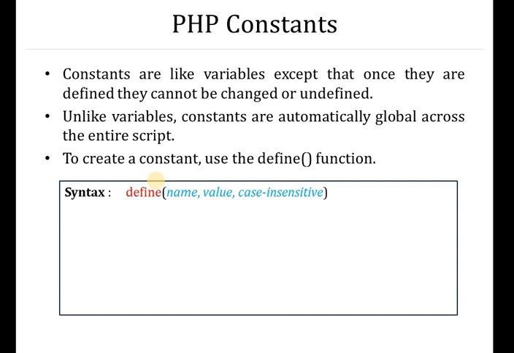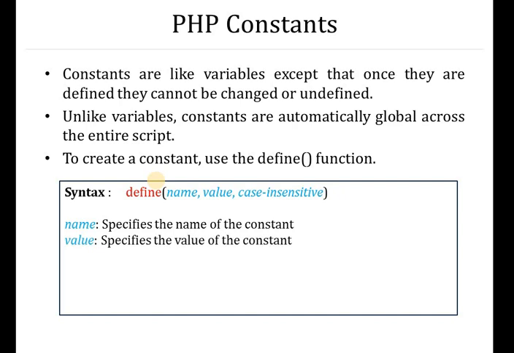So let's see this. This is the syntax of a PHP constant: define, name, value and case sensitive. These three, name, value and case sensitive, are the parameters of this function. Now let's see these arguments, these parameters. Name, which specifies the name of the constant. After that, value, which specifies the value of that particular constant.